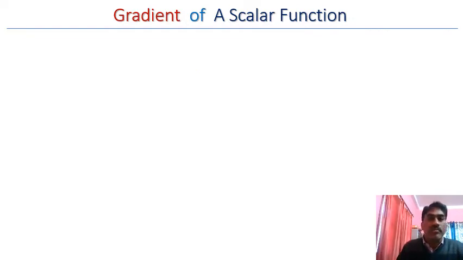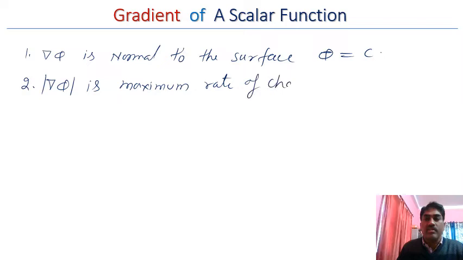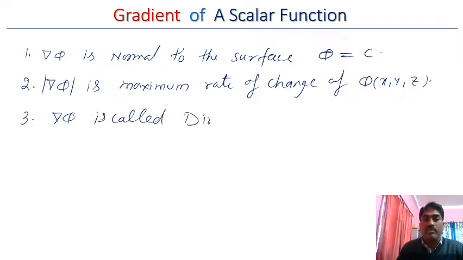We must know some more names that are used and that have been inferred for the gradients. Number one, del phi is normal to the surface phi is equal to c. We have just discussed it. Number two, magnitude of del phi is the maximum rate of change of phi xyz. Number three, del phi is called directional derivative.